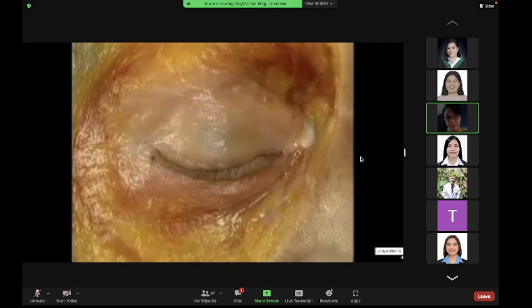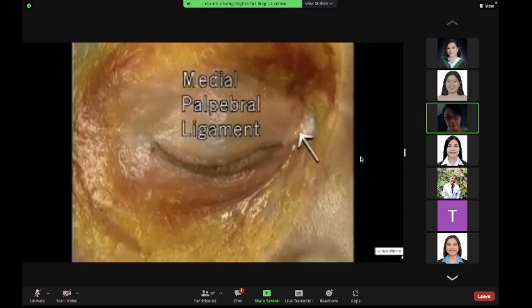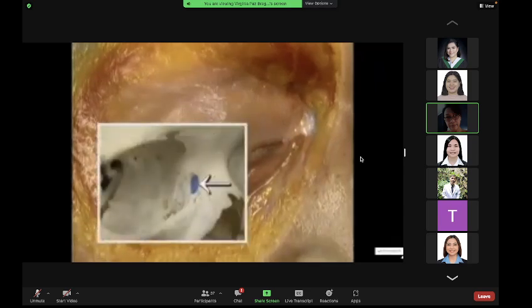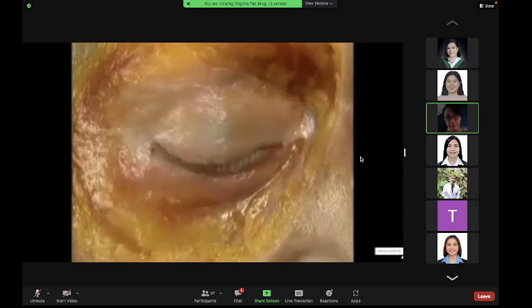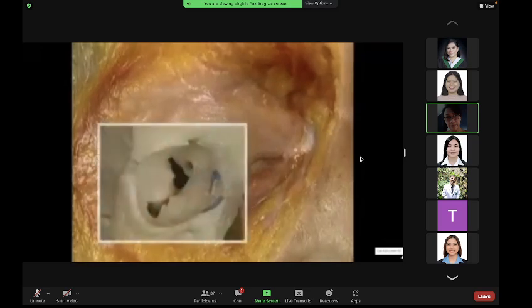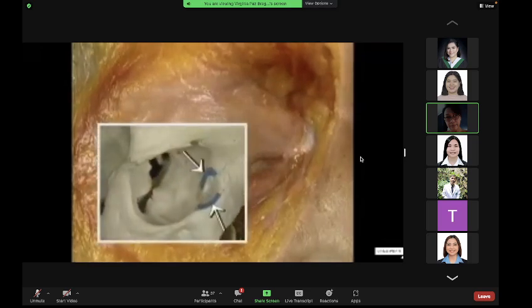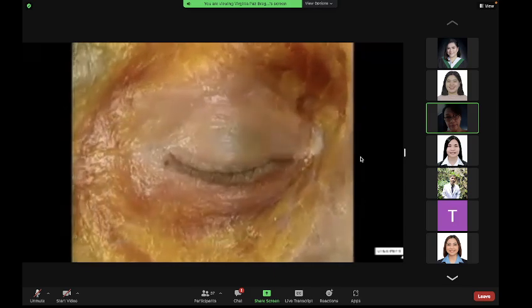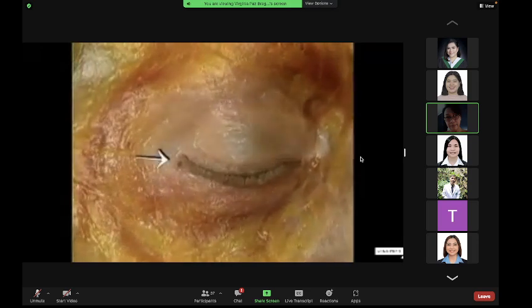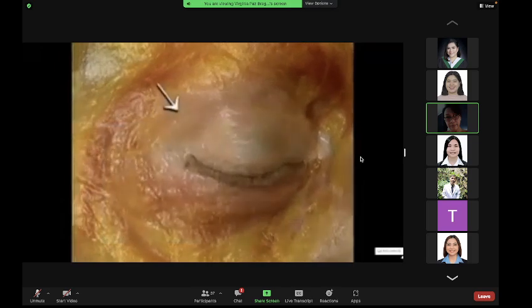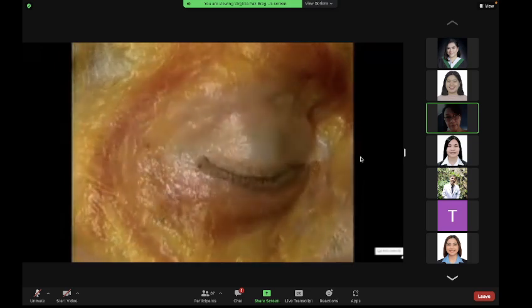Medially, many of its fibers arise from this structure, the medial palpebral ligament, which is attached to bone here at the anterior lacrimal crest. The more outlying fibers of orbicularis arise from bone here, around the lacrimal groove. Laterally, the innermost fibers of orbicularis insert into bone here. The more outlying fibers have no bony attachment.